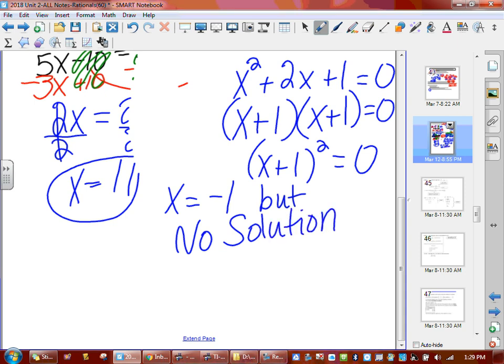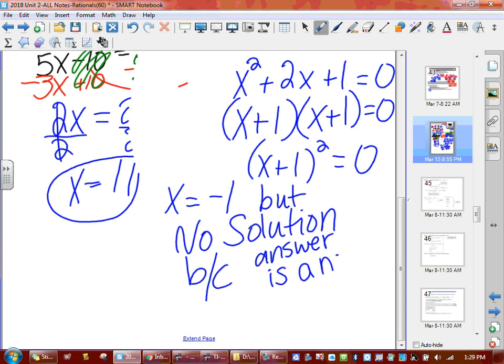And if you want to write your reason, it's because the answer is an NPV, non-permissible value. It is an NPV. Okay, it is not allowed. That is the reason.